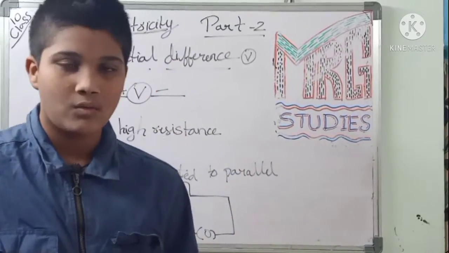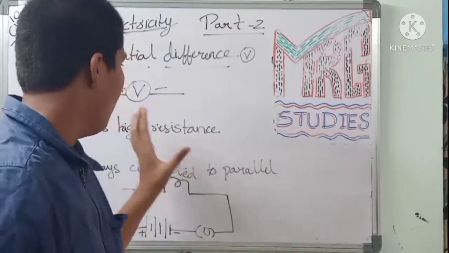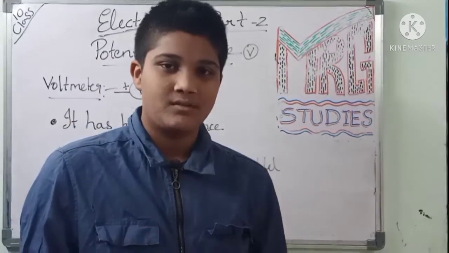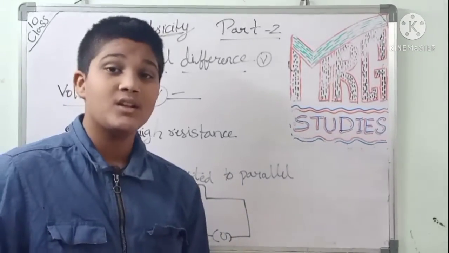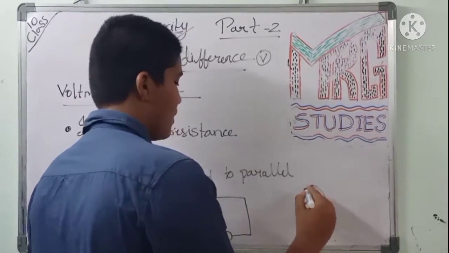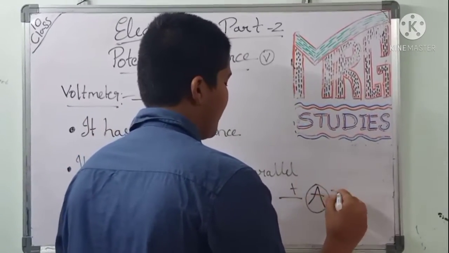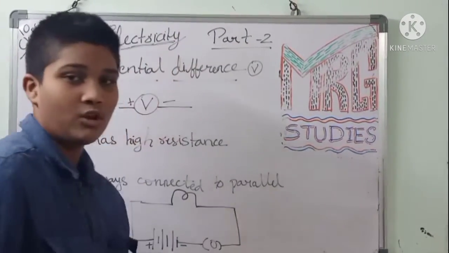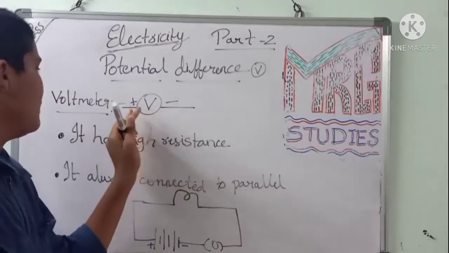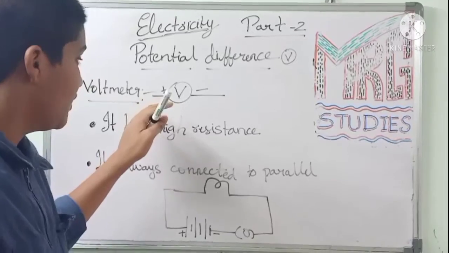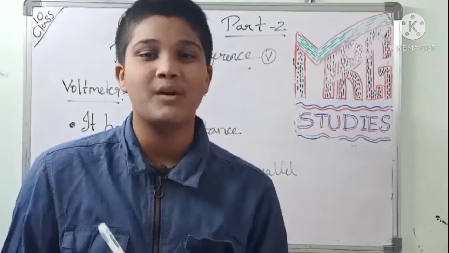Now I will tell you about the voltmeter. In part 1 I told you about the ammeter, and I told you its symbol, A. So this is the symbol of the ammeter. But for the voltmeter also we have a symbol, V with plus and minus. Before, I told you the V symbol for only volt. That is the symbol of only volt.